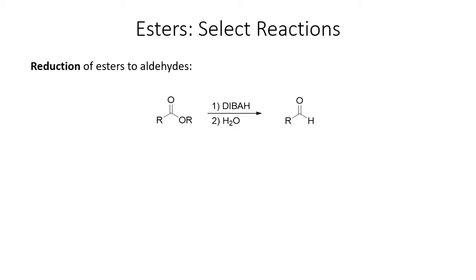Lastly, we can reduce esters to aldehydes, similar to the type of reaction we saw with the acid chloride and the acid anhydrides. Now in this process, you start with an ester and you treat it with a reagent called DIBAL. And DIBAL stands for diisobutyl aluminum hydride. So that's where those initials come from.